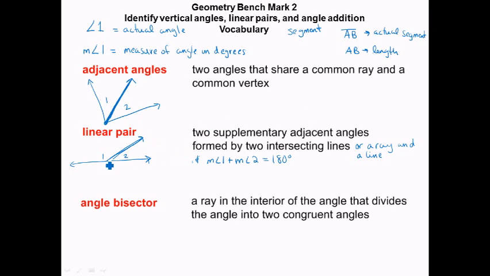So with a linear pair, you're going to have adjacent angles, so they're going to be touching, and then they're going to add up to 180.